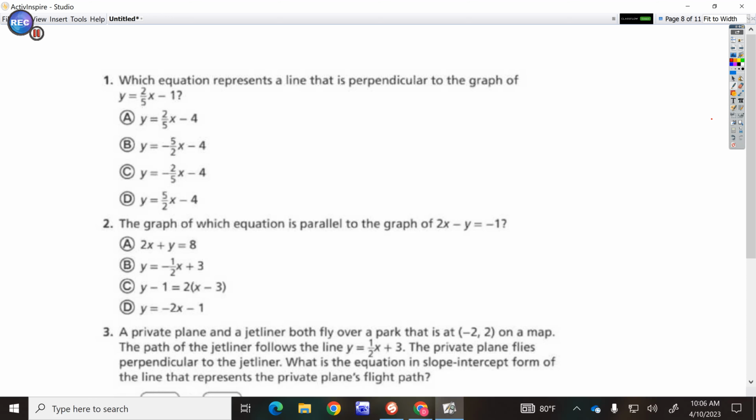So the first one says perpendicular. How do you know if it's perpendicular? If the slope is flipped and the sign changed. So we have positive 2 over 5 up there. What should be the slope? 5 over 2 negative. How many choices do we have with 5 over 2 negative on it? Just 1. Right? This is how the EOC is. You're going to realize step 1 can get you to the answer. So look at the answer choices.